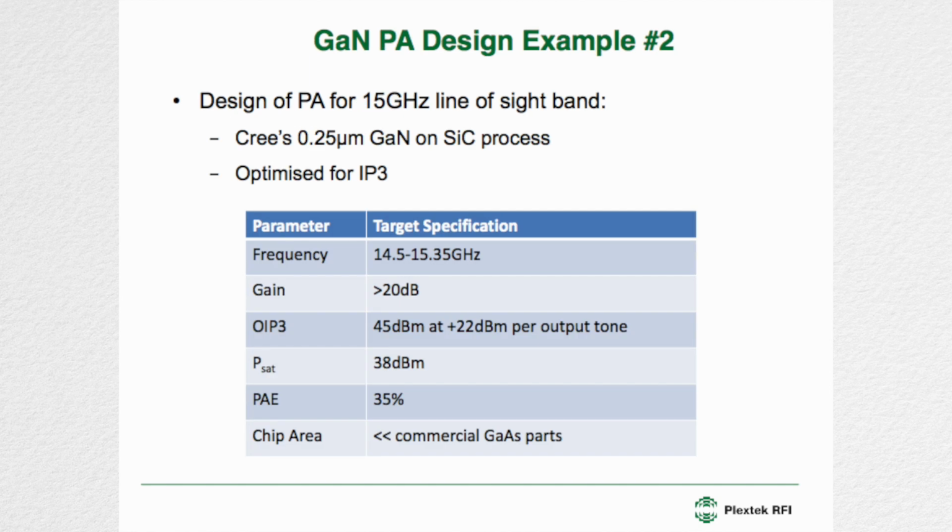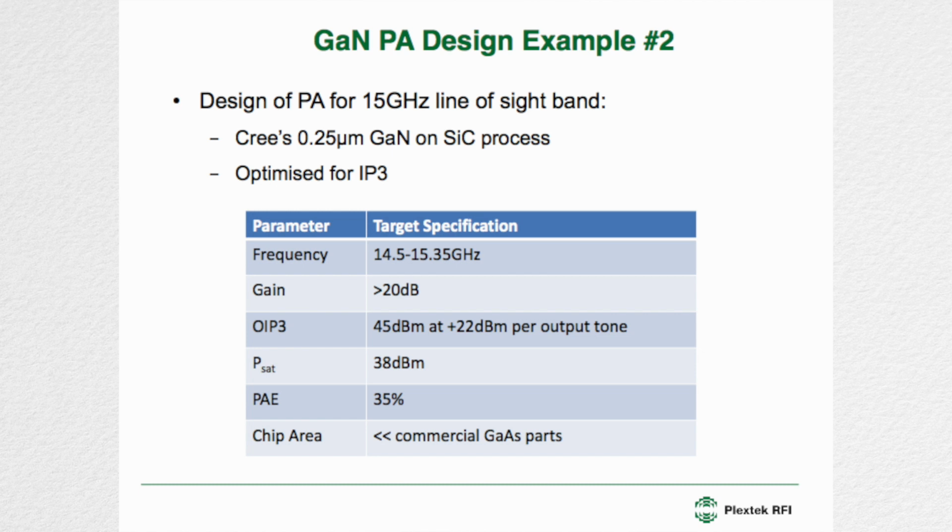This is the specification we started out with. This is the 15 gigahertz point-to-point link band. We want more than 20 dB of gain, an output IP3 of 45 dBm at plus 22 per tone, 38 dBm PSAT, PAE of 35%, and the chip area, we want it to be a lot less than commercially available GaAs parts doing the same.